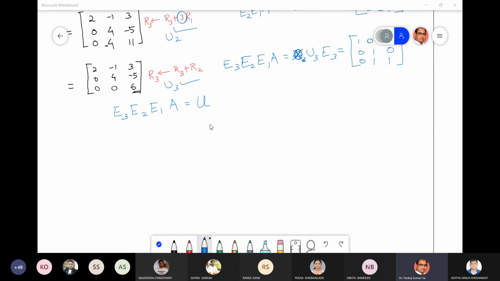Okay, now what's next? Once we have got E3, E2, E1, A is equal to U, I can write this in this way. I'll take all of this E3, E2, E1 and pre-multiply with inverses on both the left and right hand side. I'll start from the left hand side: E3 inverse, E2 inverse, E1 inverse. Now the question is, what answer will these three give?